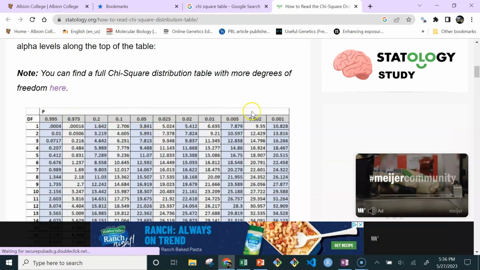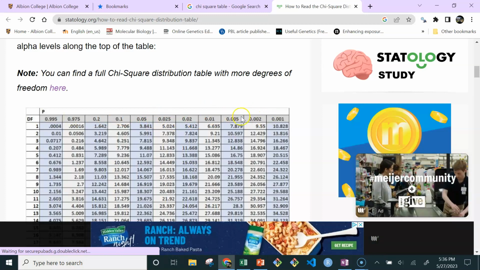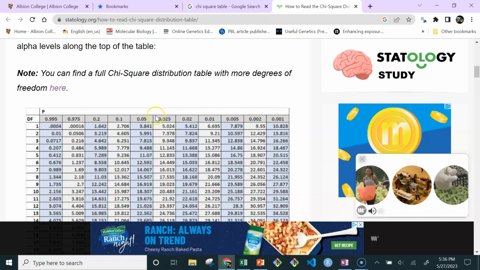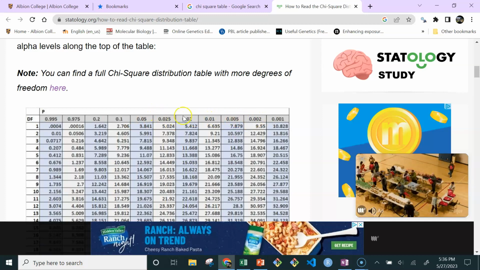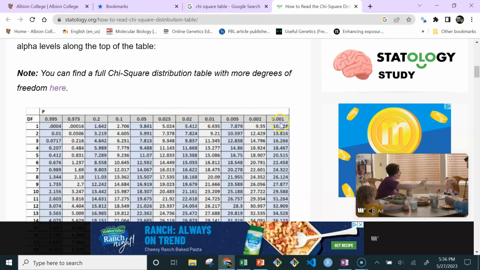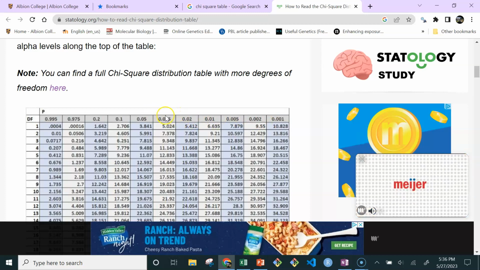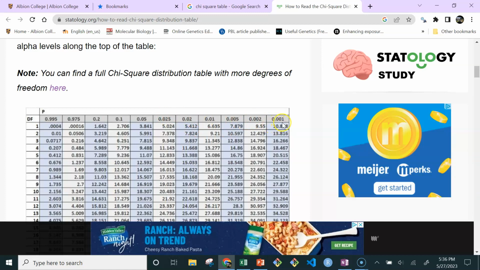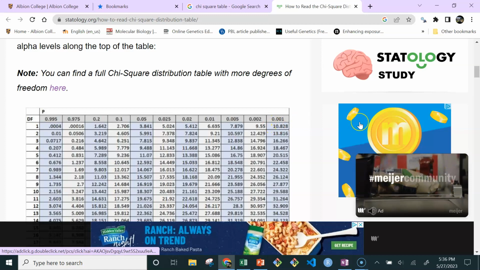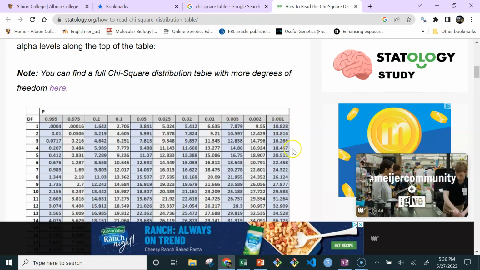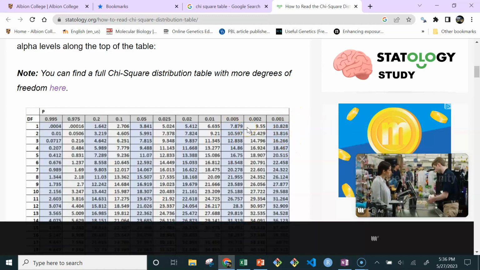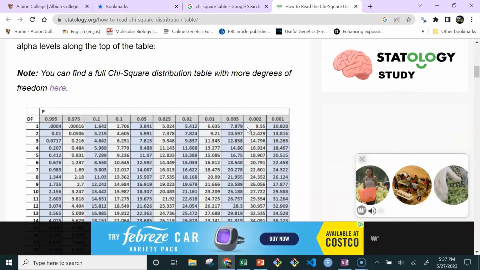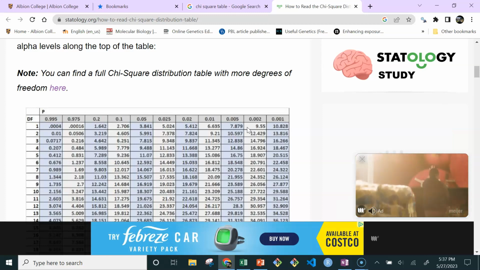But if the probability that the difference is due to randomness is low, that means it's probably due to something else. And so this is the probability that the difference between our observed and our expected is just due to chance. And this is 0.1%, so that's really low. Ours is going to be like 0. Like if we did a chi-square calculator, our p-value would come out to be 0. And so that would mean 0% probability that the difference is due to chance.